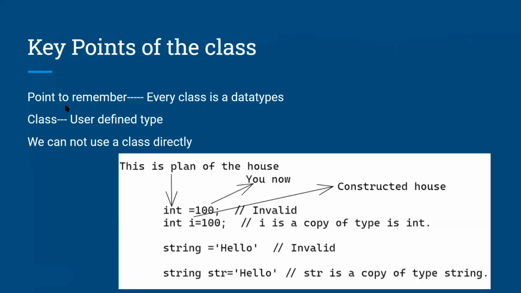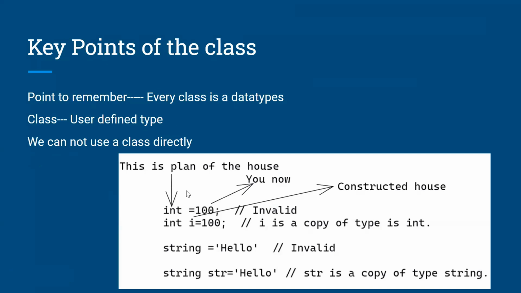Okay, key points of the class. The first point to remember is that every class is a data type. You already know this; it is the most important point here. A class is a user-defined type. We cannot use the class directly. If you want to use or consume any class, we cannot use it directly, in every programming language.